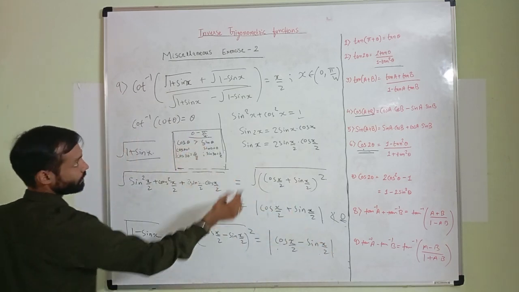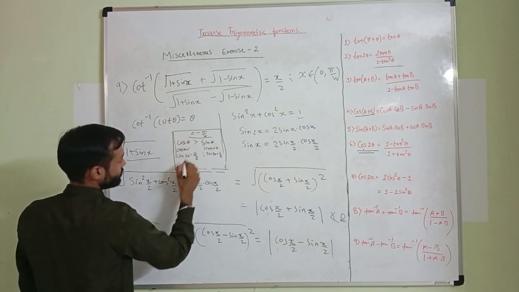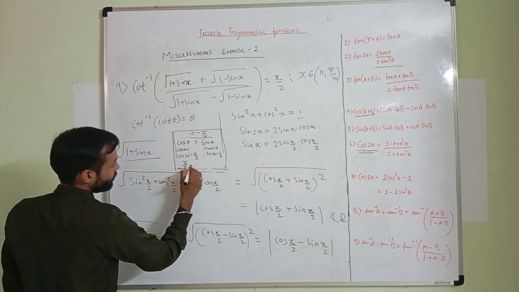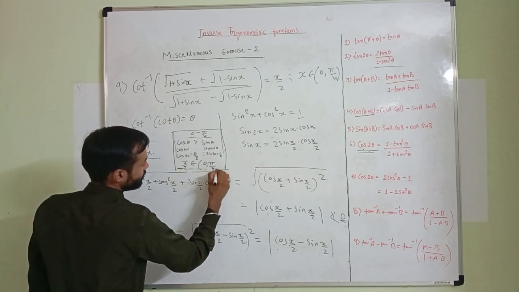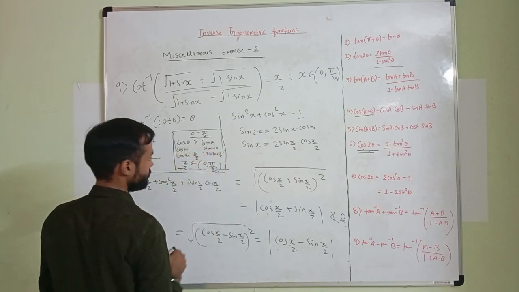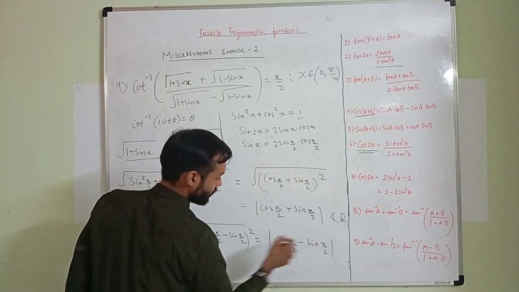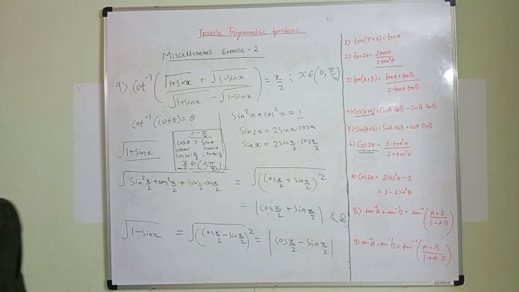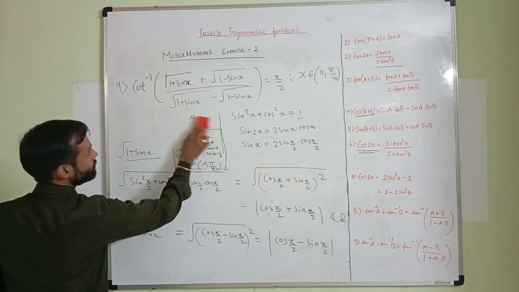And since x belongs to 0 to pi by 4 is given, x by 2 will belong to 0 to pi by 8. And in this condition also cos theta will be greater than sin theta. Hence in this we are placing cos x by 2 minus sin x by 2. Now placing this value in our example.